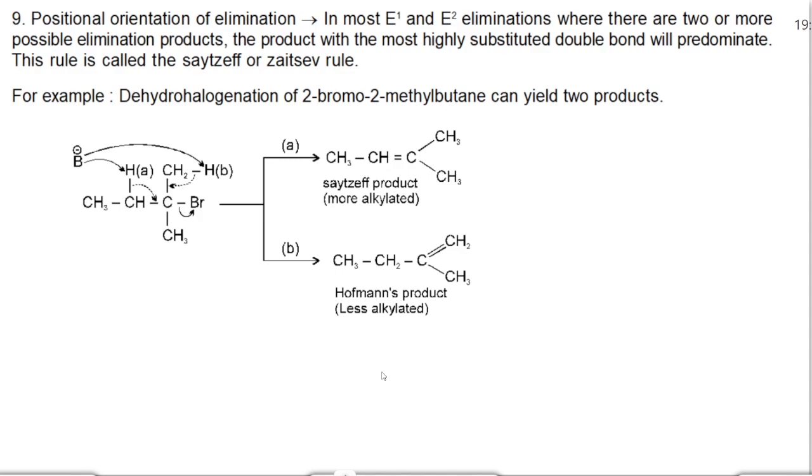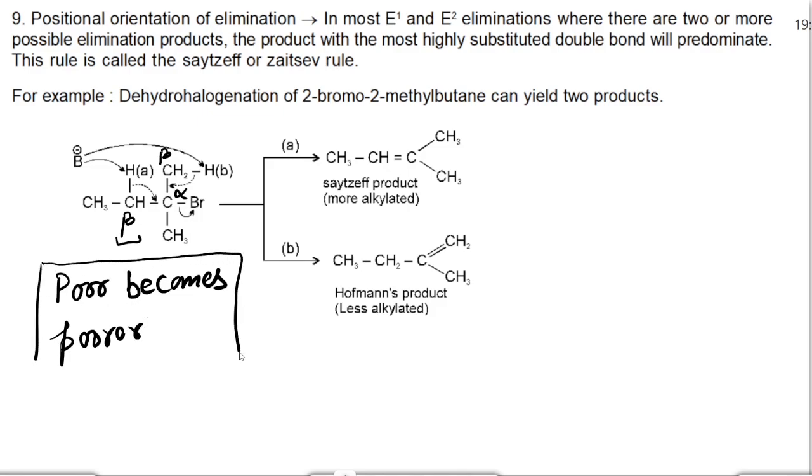Like say dehydrohalogenation of 2-bromo-2-methylbutane, it gives two products. With respect to this alpha hydrogen, we have two beta hydrogens. So if we remove, means poor becomes poorer, that is called Saytzeff rule.